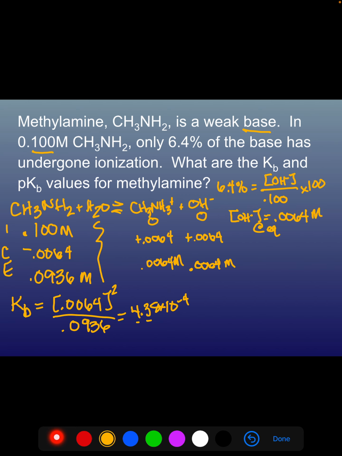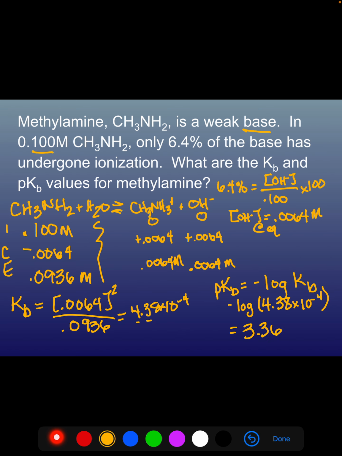And like I said, if we want pKb, pKb is just the negative log of Kb. So if we do the negative log of the 4.38 times 10 to the negative fourth, we get that the pKb value here is equal to 3.36.